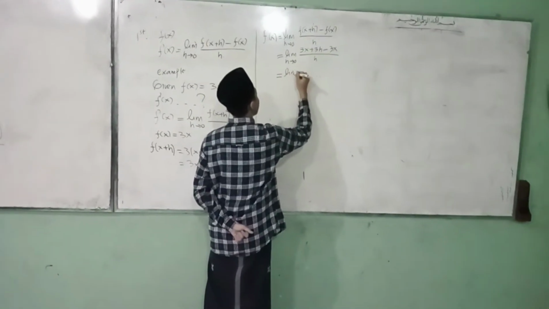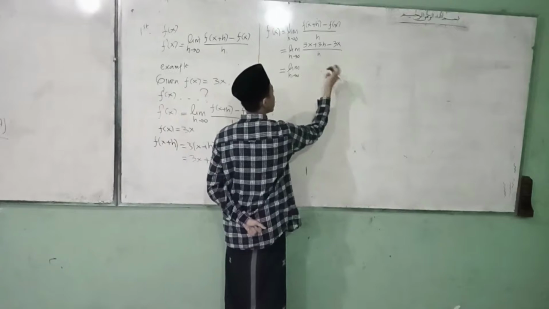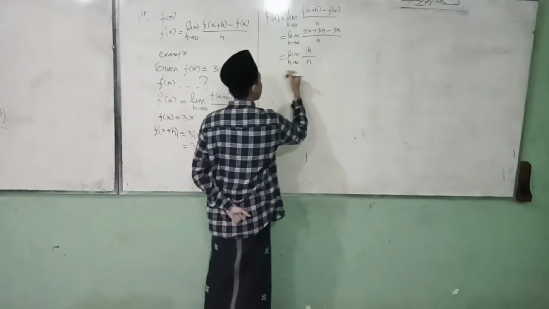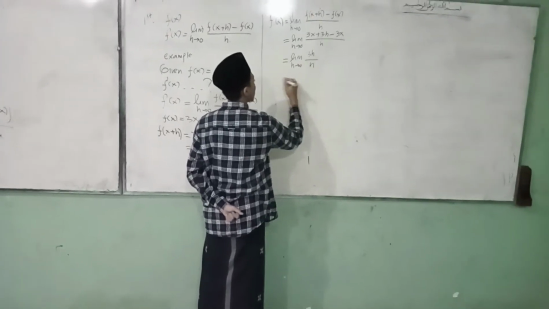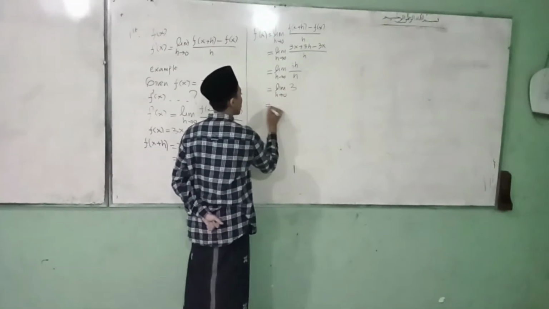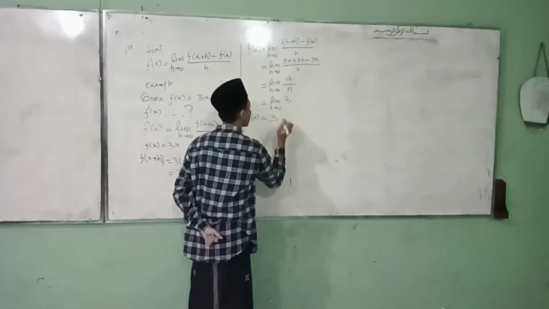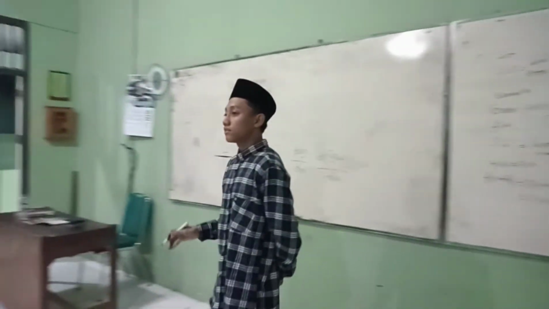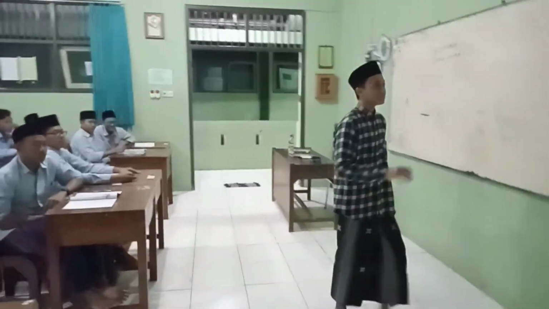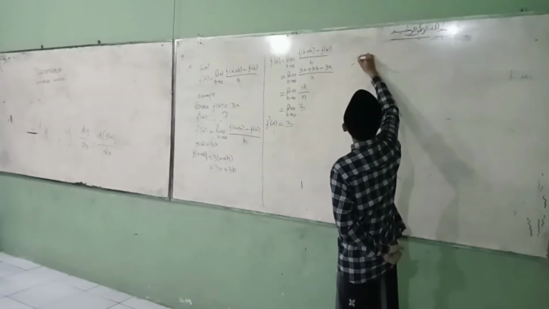So this is equal to the limit as h approaches 0. 3x minus 3x is equal to 0, and then the result is 3h over h. Because this is the same, we get the limit as h approaches 0 equal to 3. And then f prime of x is equal to 3. Okay. Do you have any question? Nothing. Okay, so you will understand this material, inshallah.